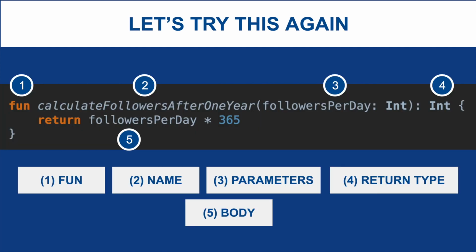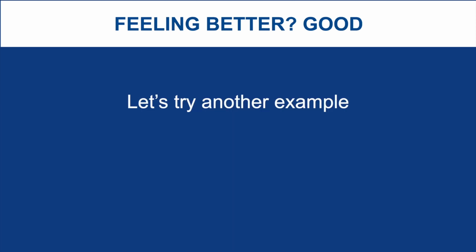The first part is the function declaration, fun, followed by the name of it, which can be anything, just like a variable. Then number 3 is the parameter, so what comes in. Number 4 is the type of what comes out. And number 5, which can sometimes be really short, like in this case, or really long, number 5 is the body of the function. So what you are actually doing to the input to get the output that you want. So are you feeling better? Great. Awesome. Let's try another example.